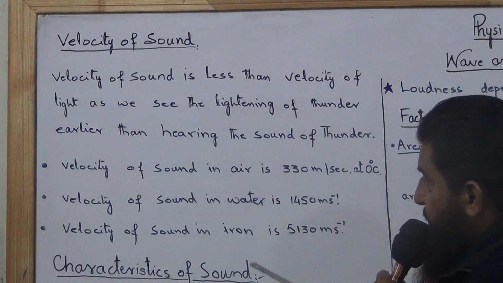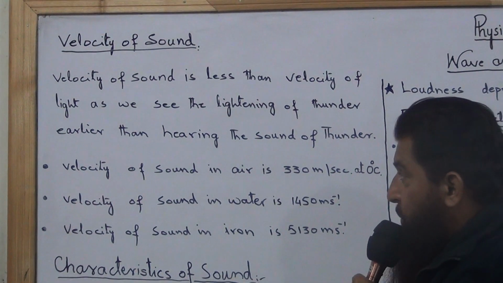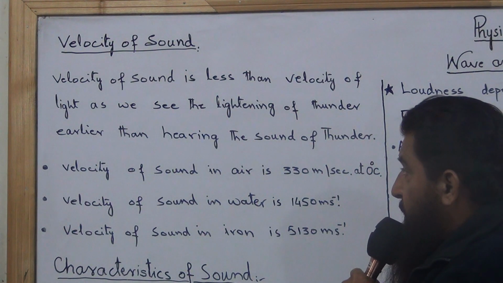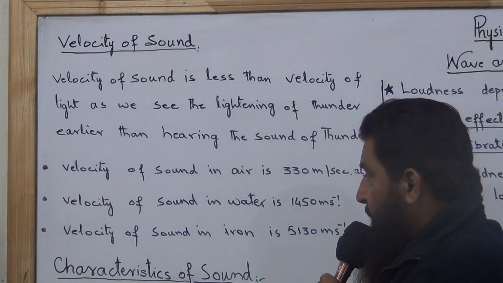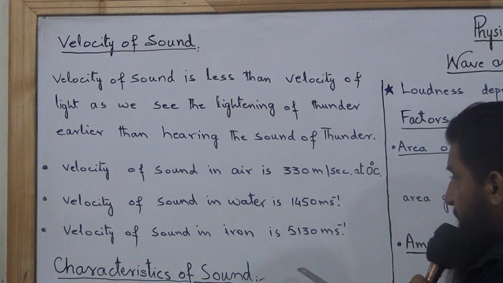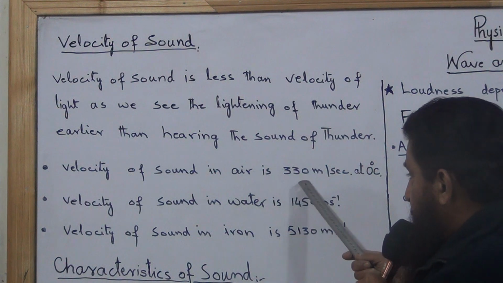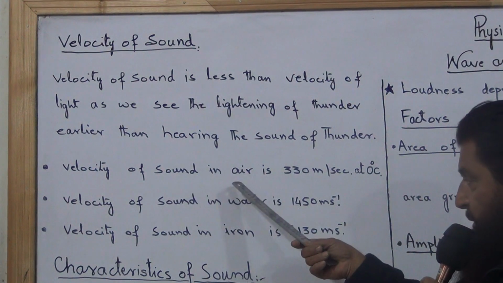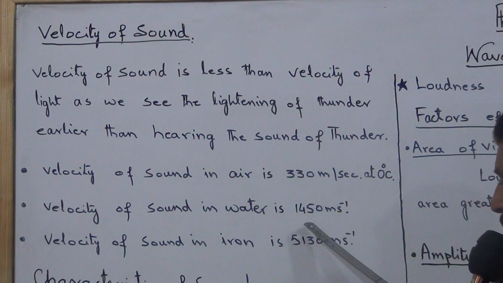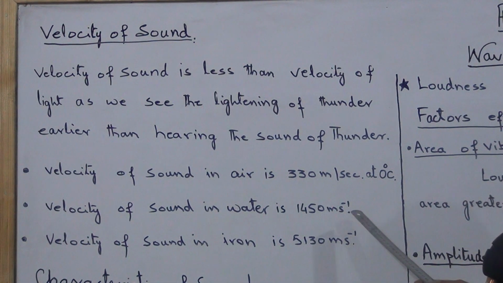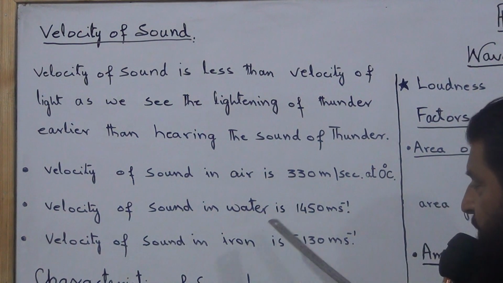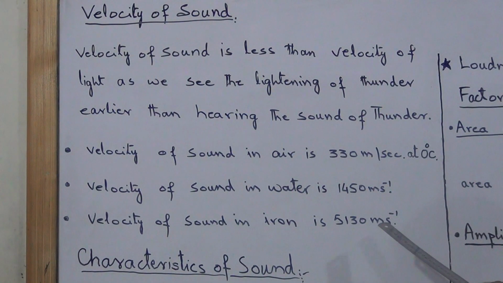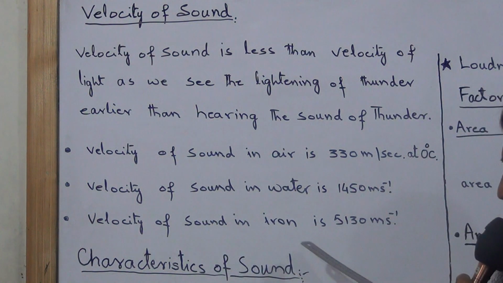Now, after the velocity of sound, we are going to study the velocity of sound in different mediums. Velocity of sound in air, water, and iron: 330 meters per second at 0 degrees centigrade in air, 1450 meters per second in water, and 5130 meters per second in iron.